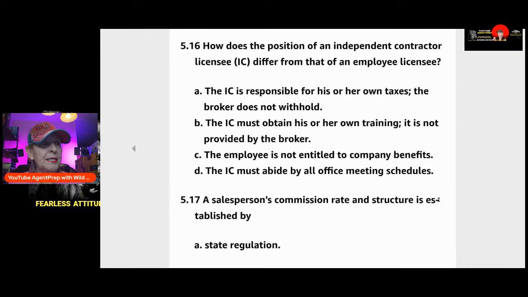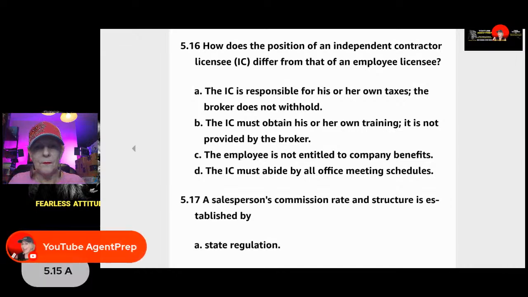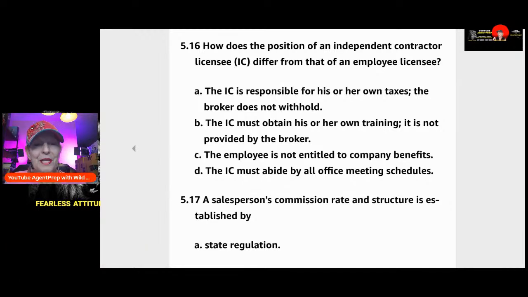All right, number 16. How does the position of an independent contractor licensee differ from that of an employee licensee? Well, I just mentioned something, right? So A, the independent contractor is responsible for his or her own taxes. The broker does not withhold taxes, right? B, the independent contractor must obtain his or her own training. It is not provided by the broker. C, the employee is not entitled to company benefits. Or D, the independent contractor must abide by all office meeting schedules.